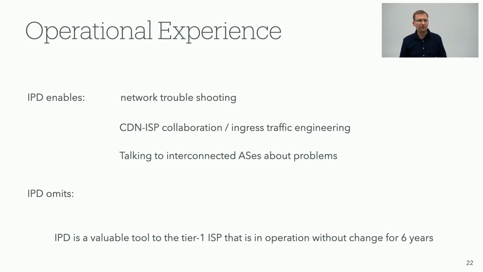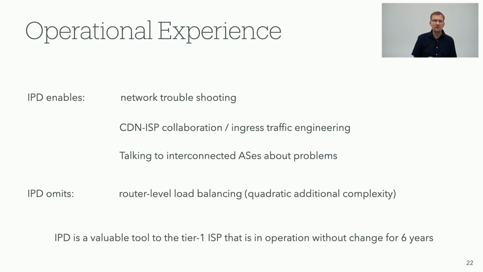Of course, there are a few things that we omit, and one of them is router level load balancing, because that requires us to also track the destination IPs in addition to the source IPs, which results in a quadratic additional complexity. And since we only observe a negligible amount of router level load balancing in the case of the observed ISP, we decided to omit this.